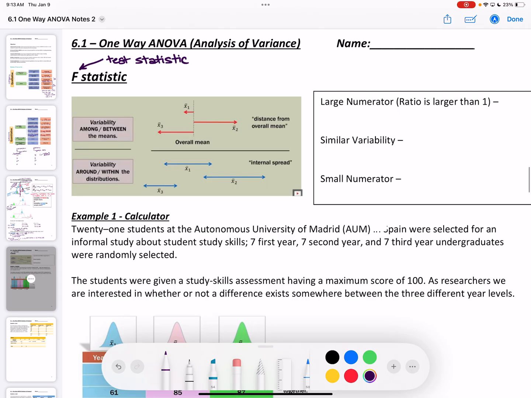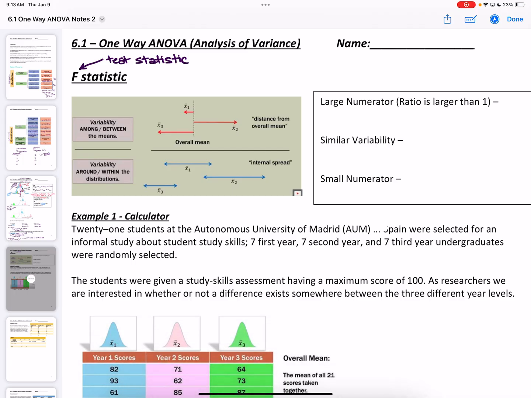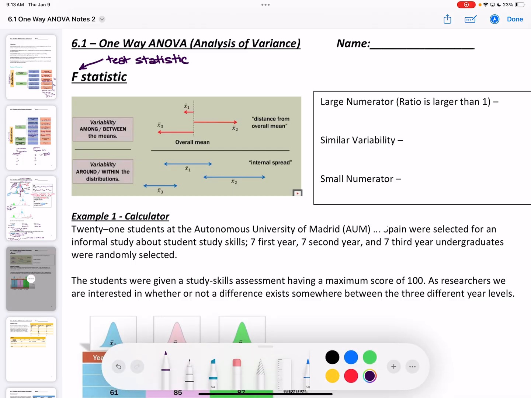So next class, this is where we'll start. We'll talk about how to find the F test statistic and what it means if you get a large numerator, what it means if you have similar variability, or what it means if you have a small numerator, okay? We'll talk about what each of those implies for our groups, all right? And then we'll actually start running the test, okay?